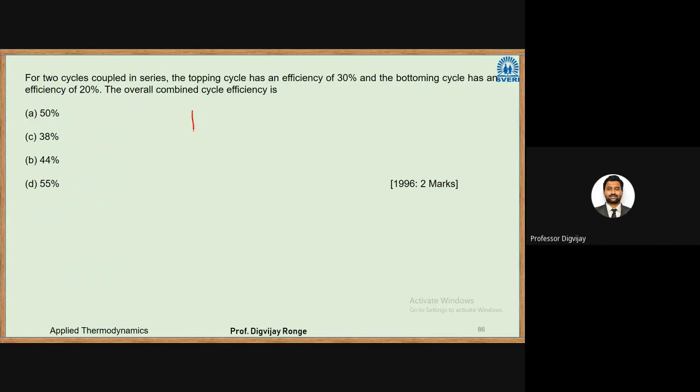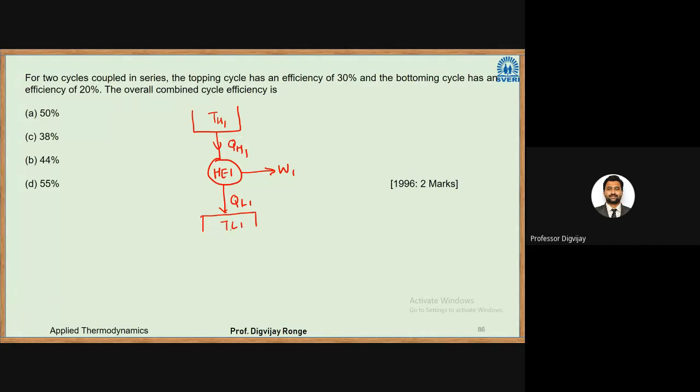So what is happening here actually? There is a source TH1. There is a heat engine HE1. It will receive QH1 amount of heat, it will perform some amount of work W1, then it will release some energy QL1 to a sink at the temperature TL1.